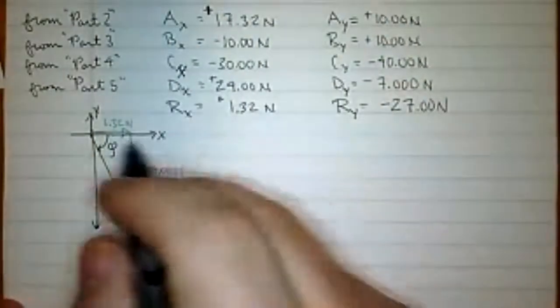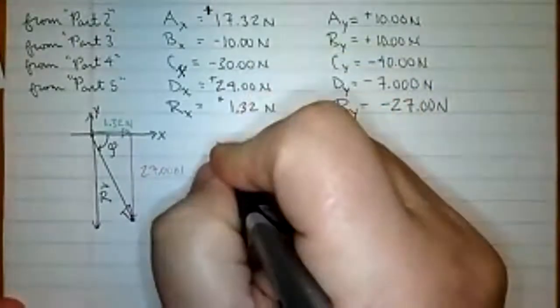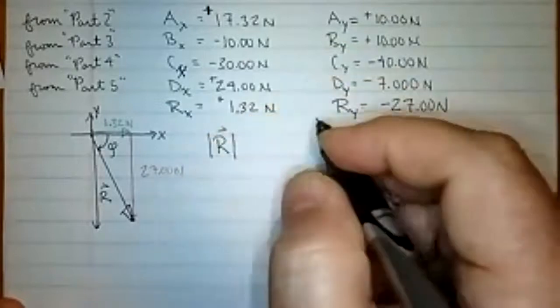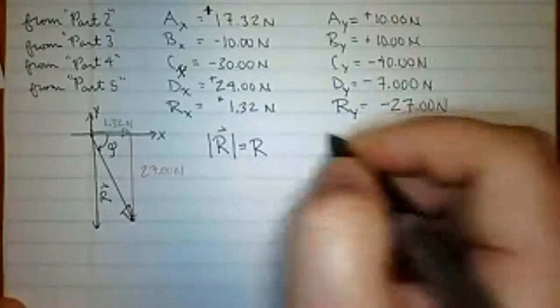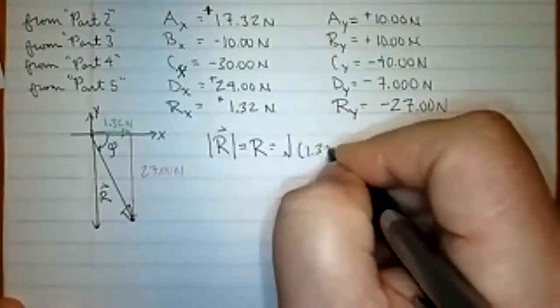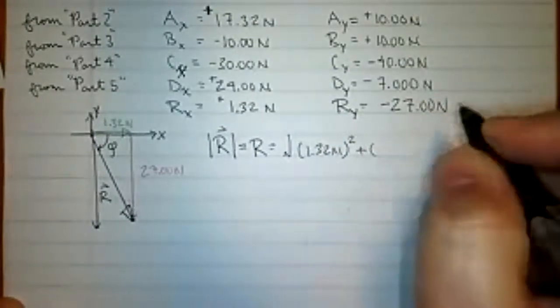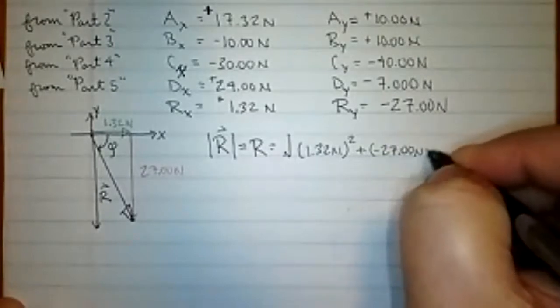So what I need to do is combine these two to give me the length of this. That's just the Pythagorean theorem. So that means the magnitude of R, which we can write as R vector in absolute value bars, or we can just write with the symbol R with no vector symbol, is equal to the square root of 1.32 newtons squared plus, notice I'm putting this negative 27 in parentheses because we've got to square the whole thing.